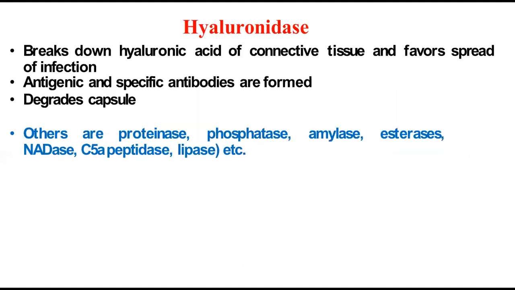And the other one is hyaluronidase. So what is hyaluronidase? It breaks down the hyaluronic acid of connective tissues. It is an enzyme that destroys and breaks the hyaluronic acid of connective tissue, which aids in the spreading of the infection. So these are antigenic, and specific antibodies are formed and degrade the capsule.